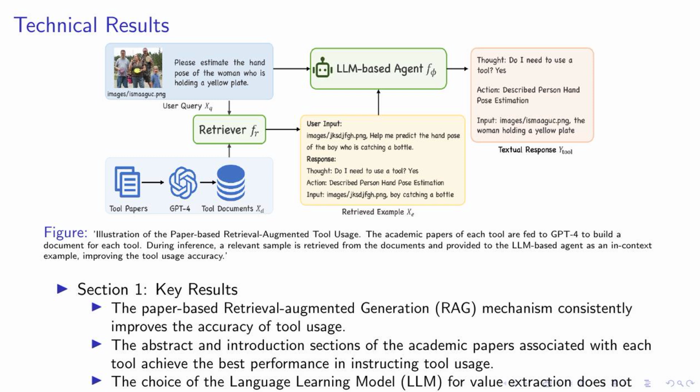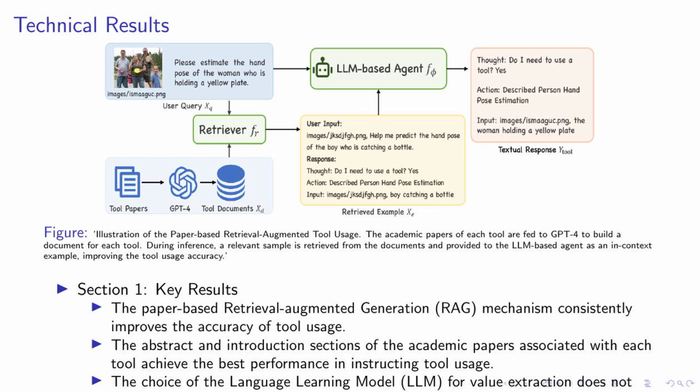We also discovered that the choice of language learning model for value extraction didn't significantly impact the results. This is a testament to the robustness of our method, which remained consistent regardless of the text embedding model used in the retrieval process. Finally, our system, ChatHuman, excelled in multi-turn dialogue settings. This demonstrates its ability to understand complex context information and use the appropriate tool to solve problems. This is a significant step forward in our field, and we're excited to see where it leads.